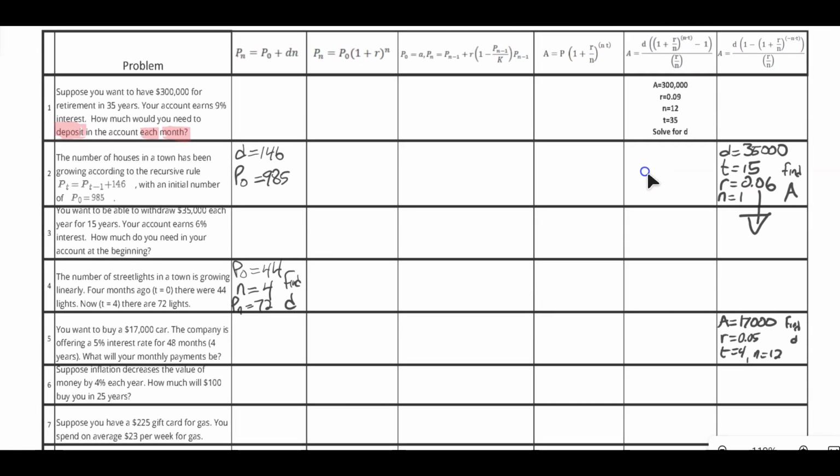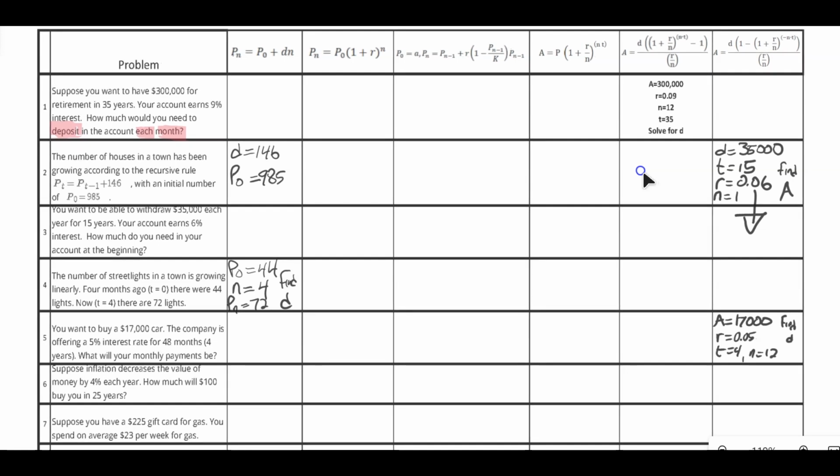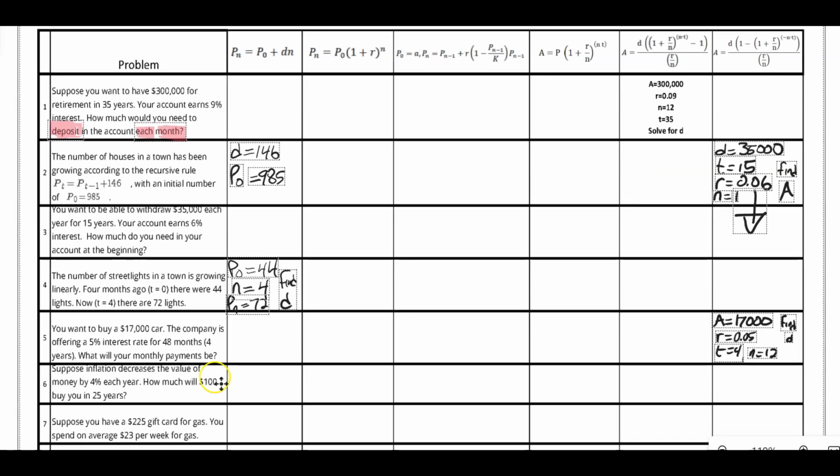Next one. Suppose inflation decreases the value of money by 4% each year. How much will 100 buy you in 25 years? Inflation decreases by 4% per year.